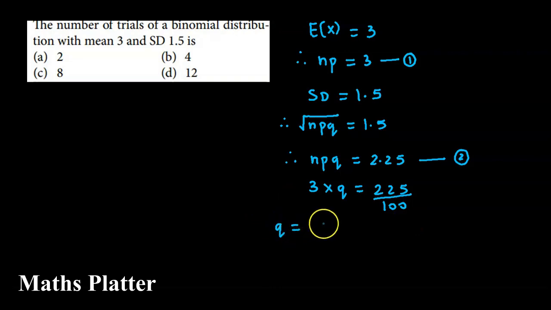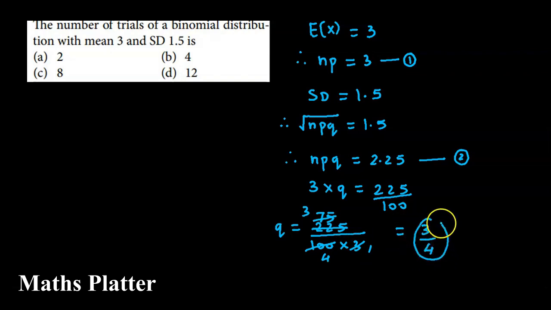So q will be equal to 225 upon 100 into 3. 3 ones are 3, 3 sevens are 21, carry 1, then 5s are, then we can cancel with 25. 25 3s are 75, 25 4s are 100. So the value of q is 3/4.